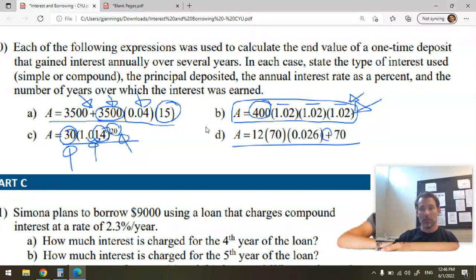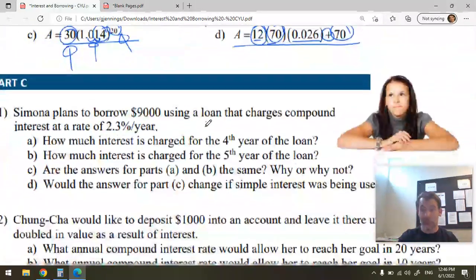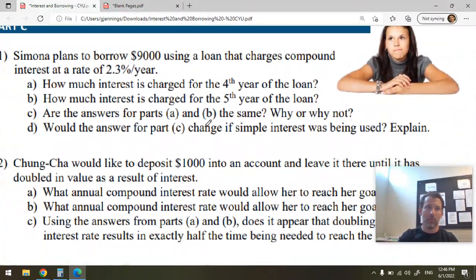This one again, I see some addition, so pretty sure it's simple interest. This looks like 70 years, $12 invested at that time. Wait, no, it's not. $70 invested. So this is $70 at 12 years at 2.6%. There, that's how you would break those down and sort of understand what people are doing. Any questions, come find me.